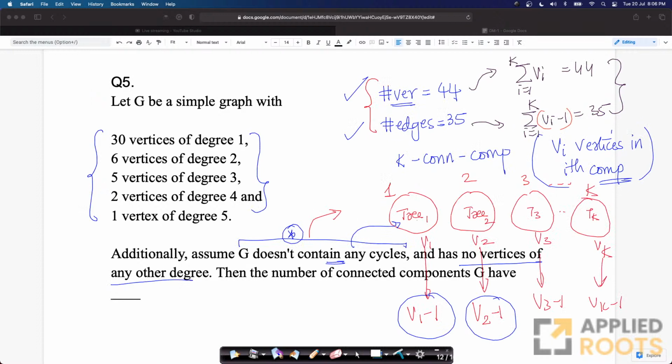Somebody asks, how did you get the number of edges equals 35? That's straightforward: sum up all the degrees. 30 vertices of degree 1, 6 vertices of degree 2, 5 vertices of degree 3, 2 vertices of degree 4. The summation of degrees of all vertices Vi equals 2 times the number of edges. Simple common sense formula in graph theory. You just apply that and you get it.